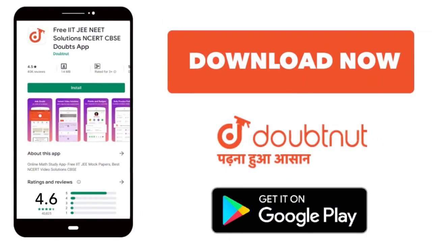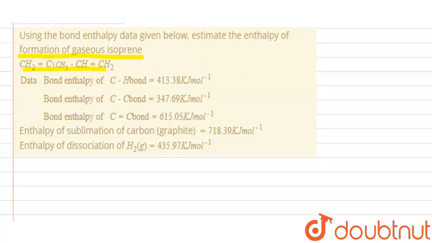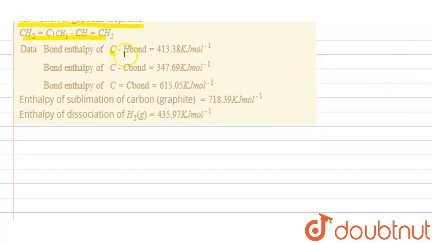Hello everyone, here our question is: using the bond enthalpy data given below, estimate the enthalpy of formation of the gaseous isoprene. So this is the structure of isoprene given, and this is the bond enthalpy data given.